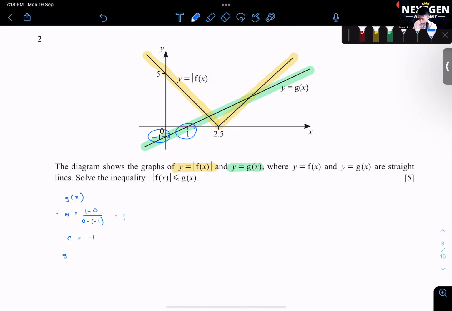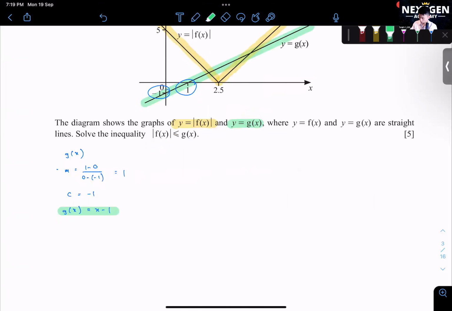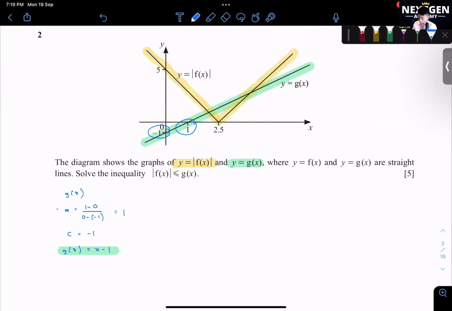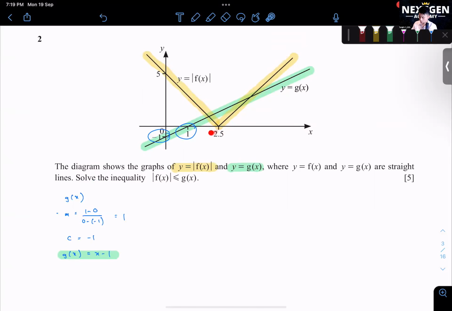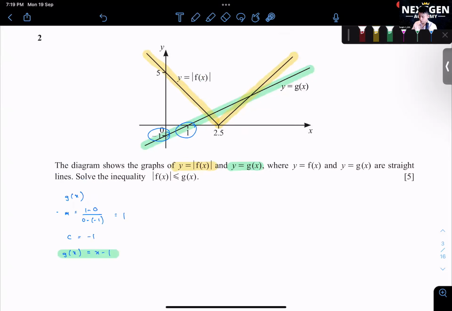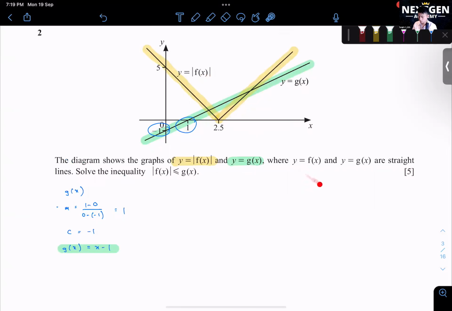Okay, therefore g(x) will be equal to x minus 1. All right, this is the first equation. Second equation, we know that this is a modulus graph. Your graph can either be like this, going down, or going up. Does it matter? Actually, not really. You solve either way, you'll still get the same answer.